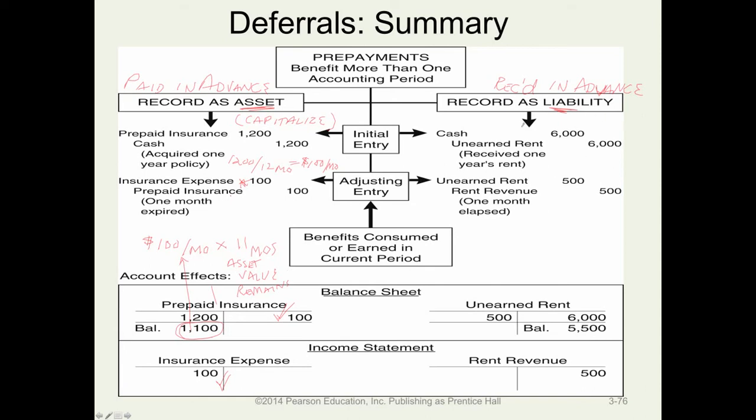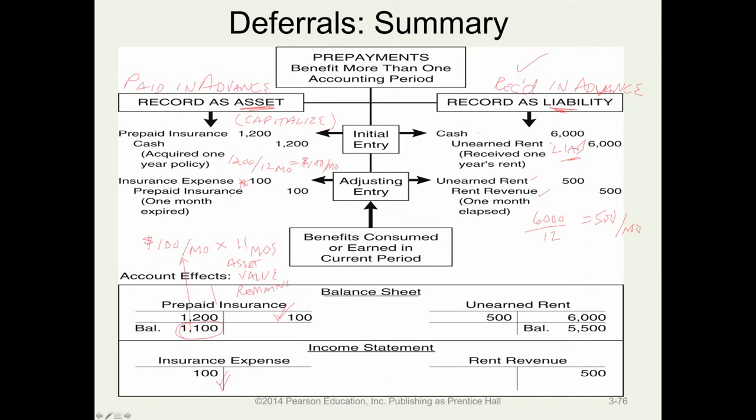Now, the other side of we did a rent as a prepaid rent expense. What if you receive rent in advance? Here, you debit cash and you credit unearned rent. The unearned rent is a liability because you owe occupancy for 1 year. In this case, since it's a 1-year rental, you paid $6,000 in advance. It's $500 per month. So as 1 month goes by, you debit unearned rent and credit rent revenue.